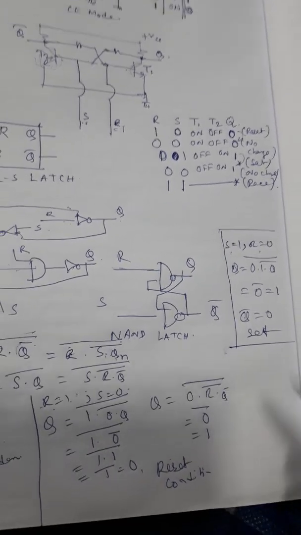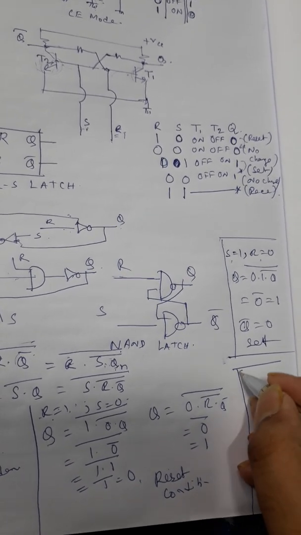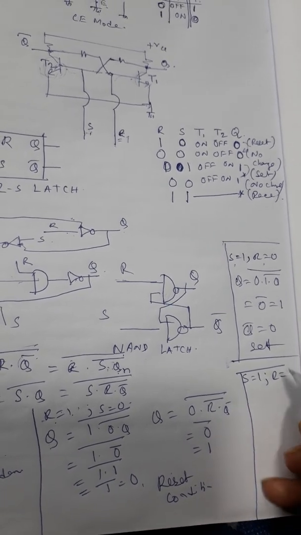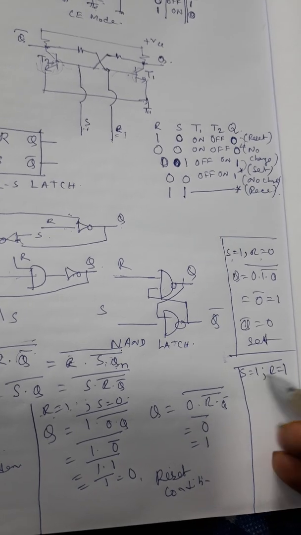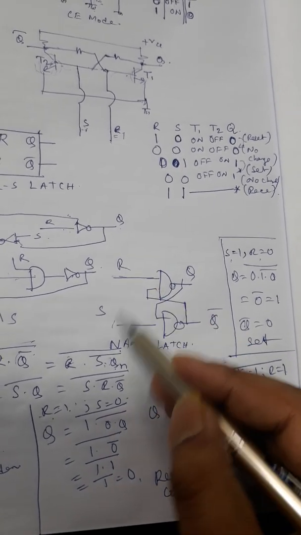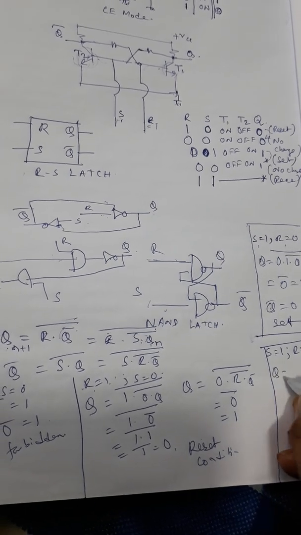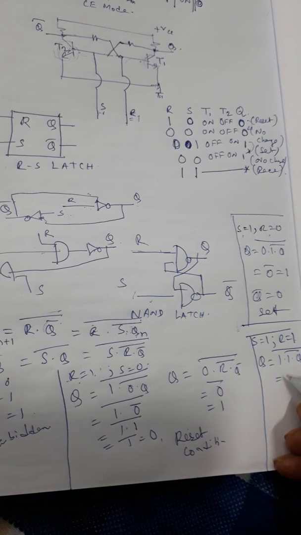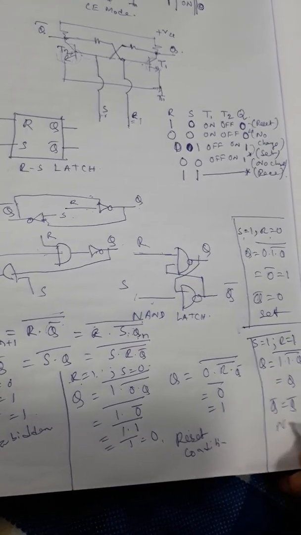Okay. Now the last condition is when S is equal to 1 and R is equal to 1. So if you put S1, R1 here, then what do you get? Q is equal to 1 dot 1 dot Q bar bar, so that would be Q, and Q bar is equal to Q bar. This is the no change condition.